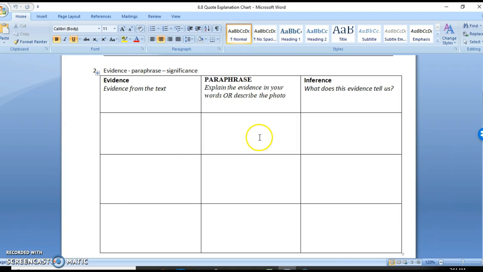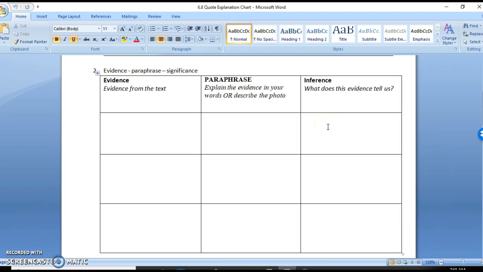The second part is your paraphrasing. You're putting this in your own words. Or if you're using a photo, you're describing that photo in more detail. So here you might just say, it's a picture of the march. And here you might say what you see happening in that picture.